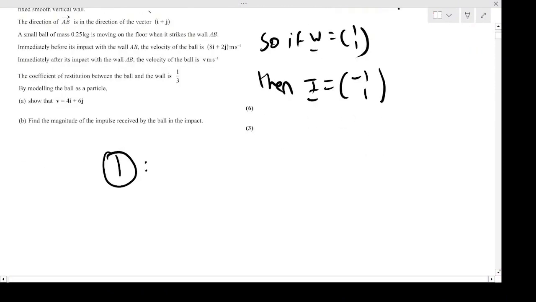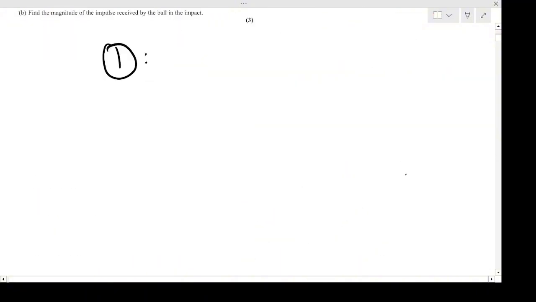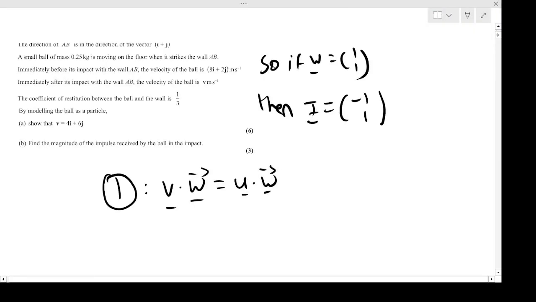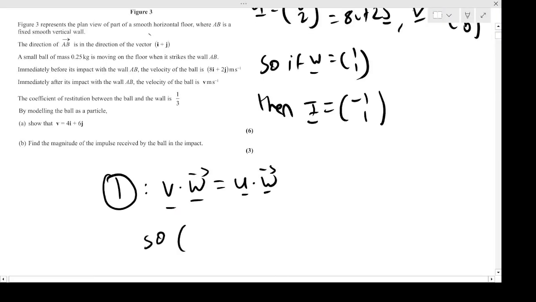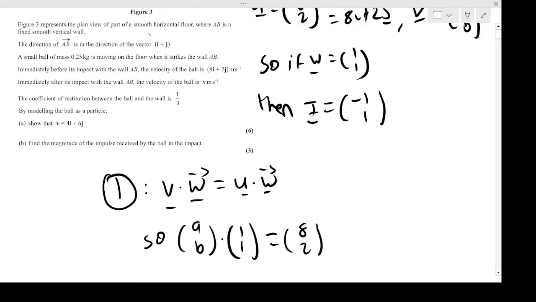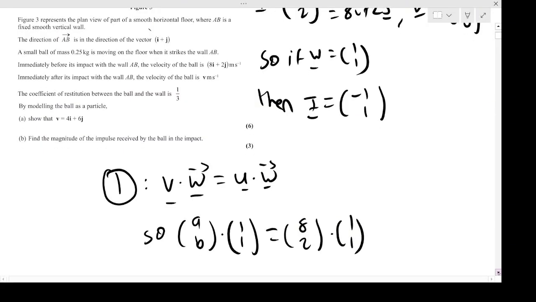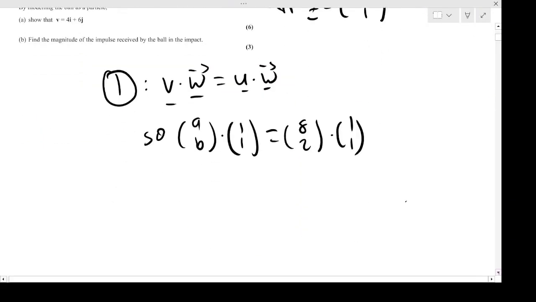So now I'm just going to sub these into the equations. Firstly, we have V dot W is going to be U dot W. Okay. So in our case, V is AB. So AB dotted with W, which we said was 1 1, that's going to equal U, which is 8 2, dotted with 1 1. And if we work out this dot product, again, remember from core pure unit 1, you're going to get A plus B is going to be 8 plus 2, and that will go to 10. Okay, that's my first equation.